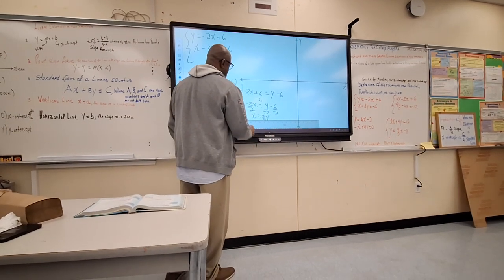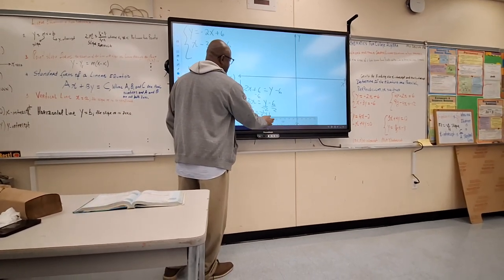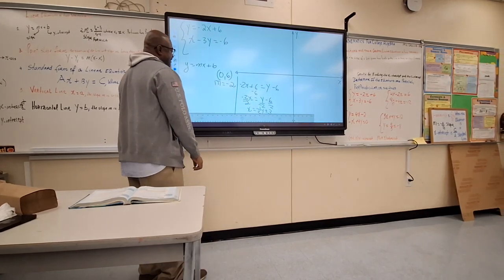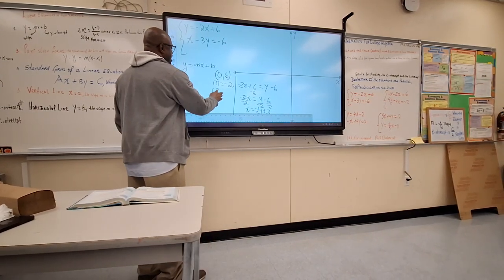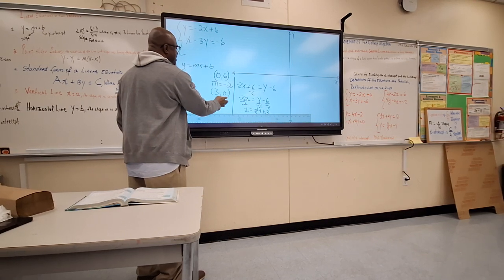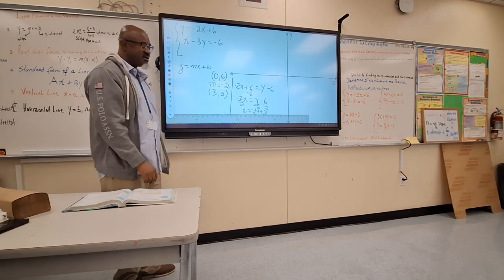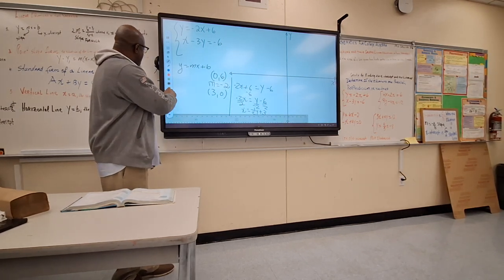Divide a negative, it becomes what? Positive what? 3. As an ordered pair, what is that? (3, 0). I'm done with this problem. Right? I only have to graph it. Now for the second one, look at the equation.